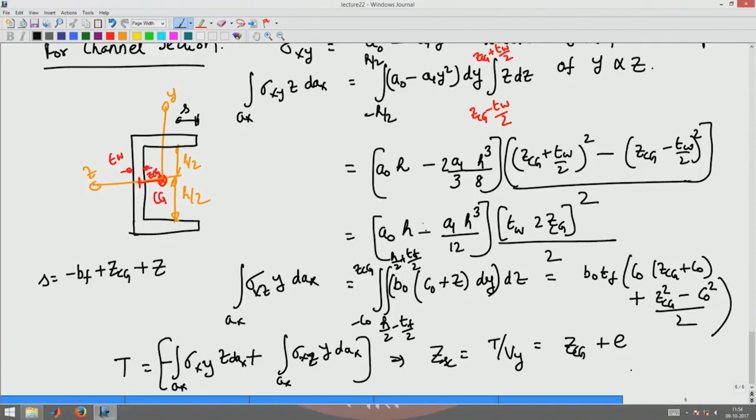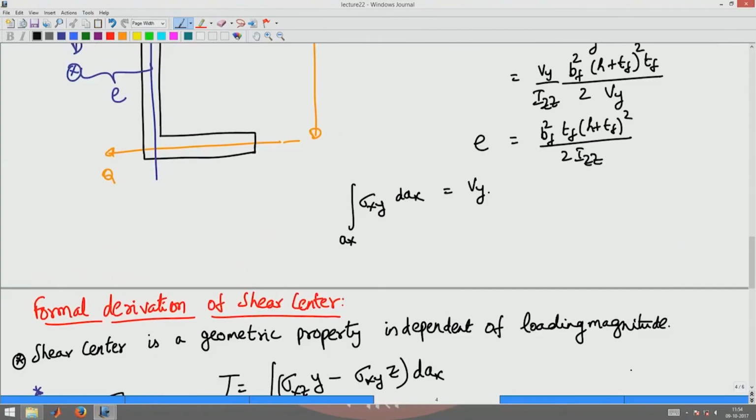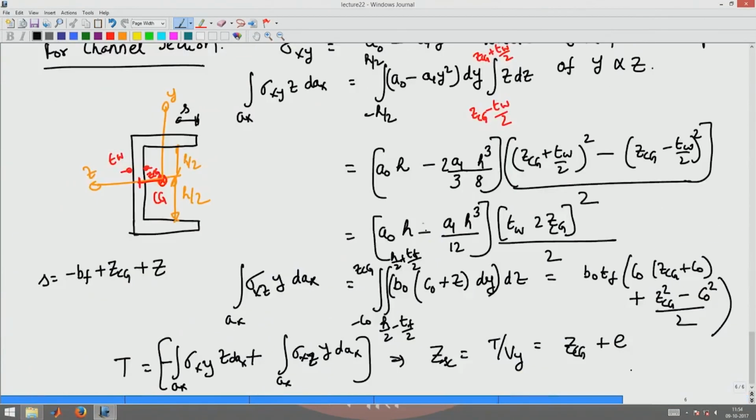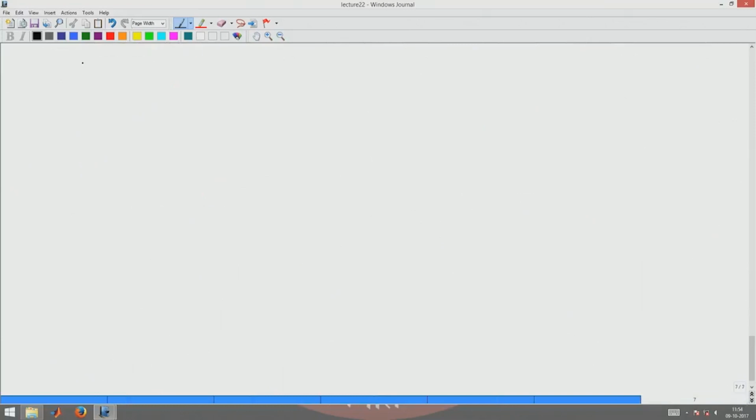Okay. Now, the final thing I want to show you is that this integral of sigma xy dAx is equal to Vy. I will show it for a rectangular section and you can do it for other sections. For a rectangular section you found that sigma xy is Vy by Bh cube by 12 into h by 2 whole square minus y square divided by 2. Okay. So, now let us integrate this.